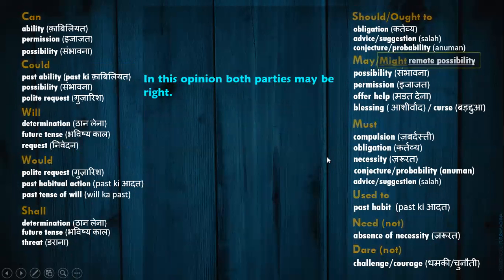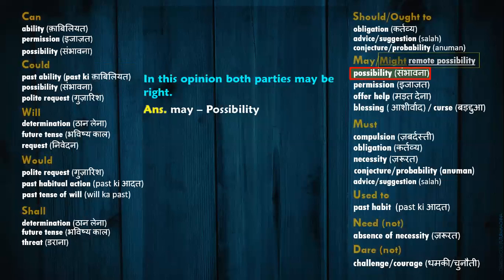In this opinion, both parties may be right. First things first, let's find the modal auxiliary. You have guessed it right. It's may, and it is a possibility. Why is it a possibility? Because in this case there are chances that any of the parties can be right. We never know.